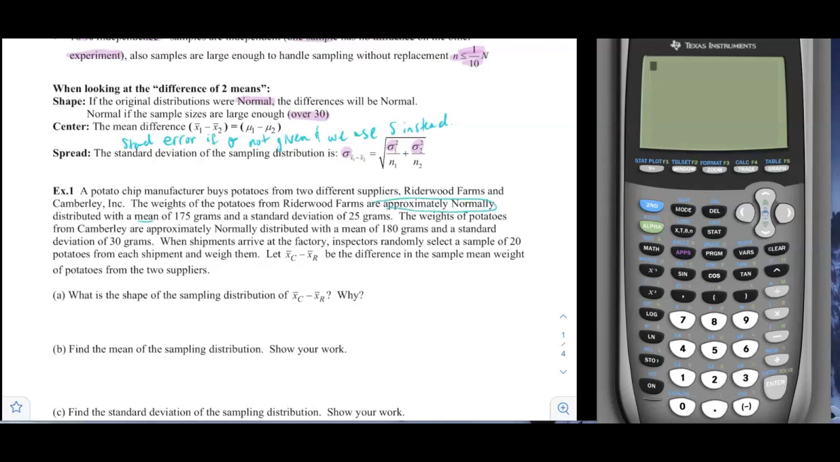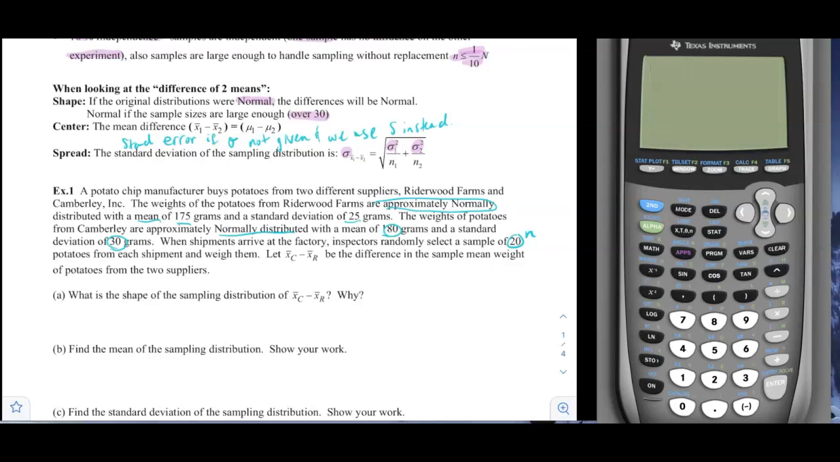Okay, distributed with a mean of 175, a standard deviation of 25. That's their population numbers, right? That's not their sampling, that's their population numbers. The weights of potatoes from Camberley are approximately normal, with a mean of 180 and a standard deviation of 30. That's their population numbers, not their sampling numbers. When shipments arrive at the factory, inspectors randomly select a sample of 20 potatoes. So that's my sample size from each shipment, and they weigh them. So they're saying let the mean weight from the Camberley farm subtracted from the mean weight from the Riderwood farm be the difference in the sample mean weight of the potatoes.